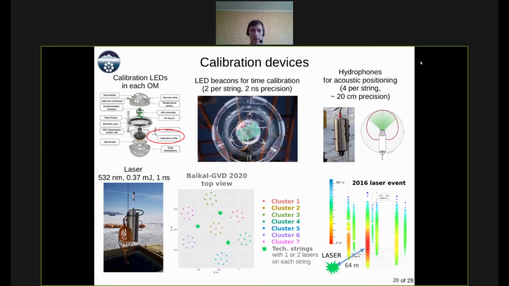Also, some laser beacons, just a few for the whole array. These beacons can illuminate basically the whole cluster, and with several beacons you can illuminate the whole detector, somehow mimicking the high energy neutrinos. And we also have hydrophones for acoustic positioning. This provides timing calibration of 2 nanosecond accuracy and 20 centimeter precision for positioning.